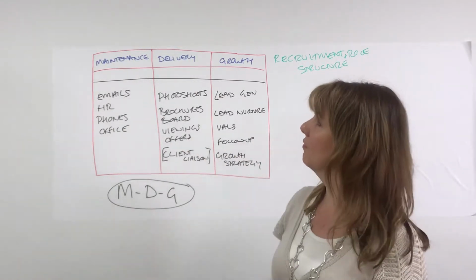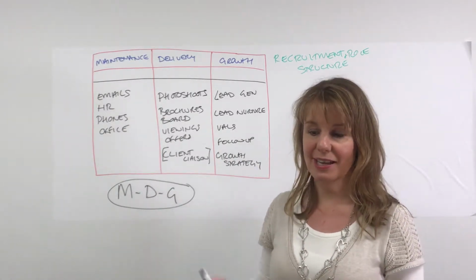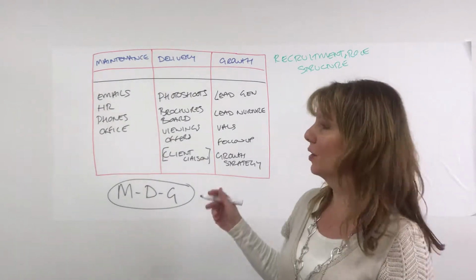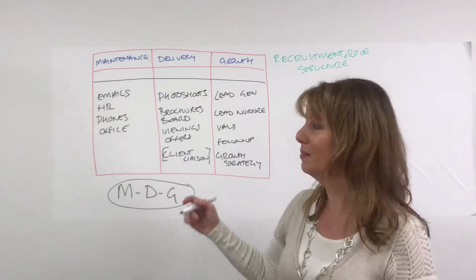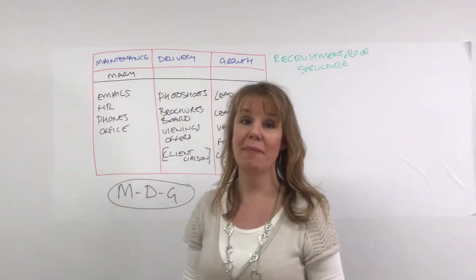Now, why are these in 3 different departments? Well, because they're 3 different kinds of people. And I did this exercise with a friend of mine a while back, and she gave them all a name. So we're stuck with the names now. We can't change the names. These are the names. So in maintenance, you have Mary.